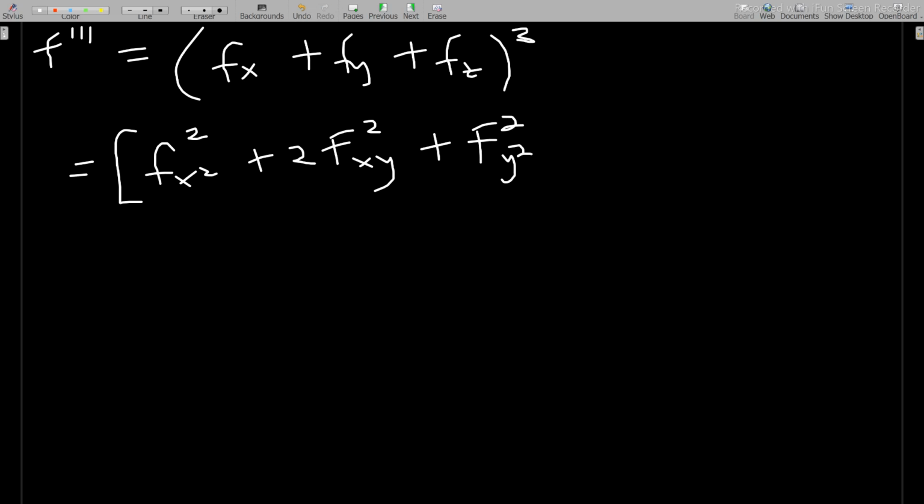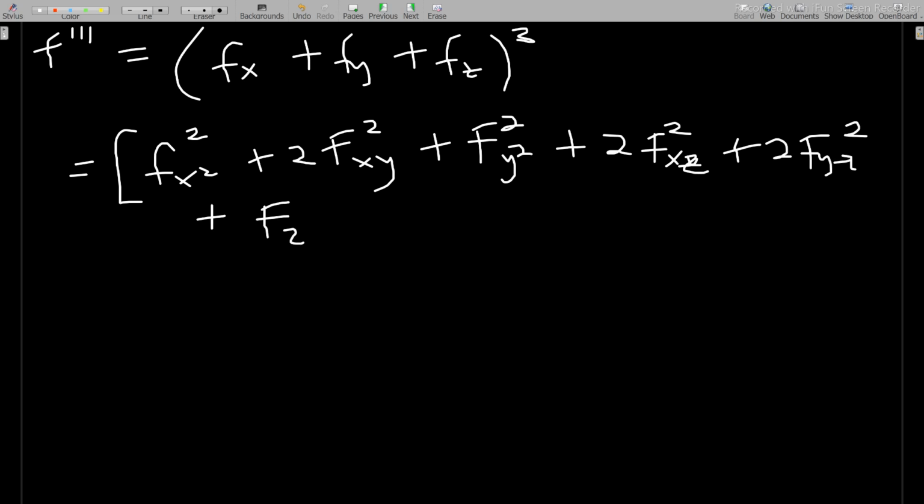Squared, and plus 2fxfz by the second derivative. Okay, plus 2fyfz, then squared, plus fz squared, like this. So I have 1, 2, 3, 4, 5, 6 terms, times fx plus fy plus fz.